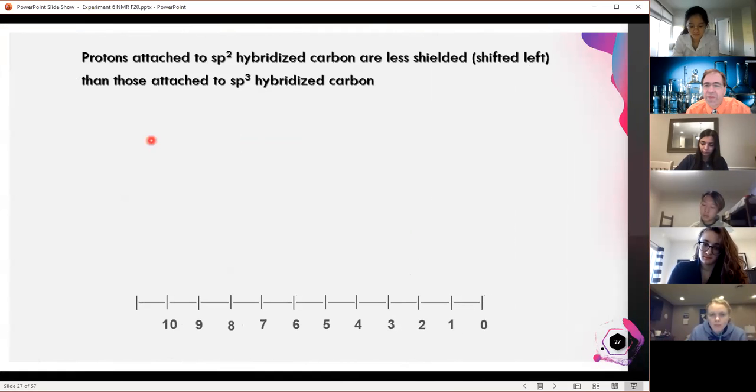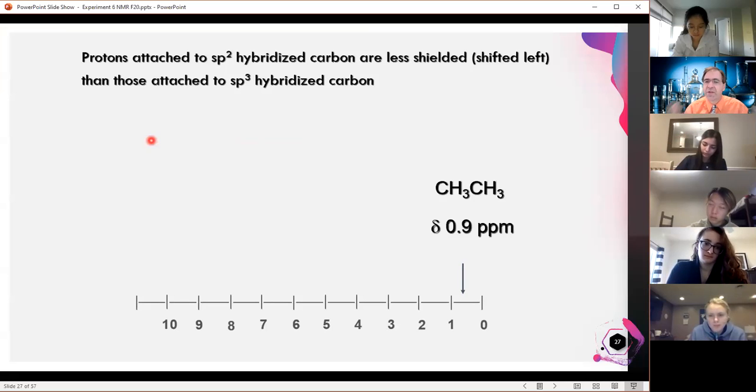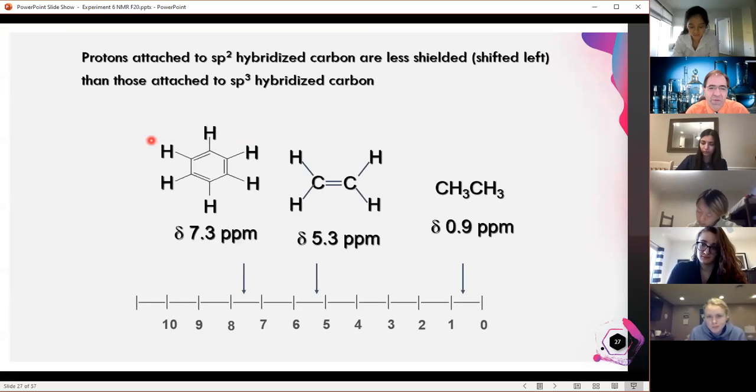Okay. Other things affect it, just the amount of electron density, right? So things that are sp2 versus sp3 are going to appear in different places because you've got that empty p orbital or the electrons in there. So what we find is that alkanes tend to appear less than 1. Alkenes appear usually in the middle, around 5. And then aromatics actually are always between 7 and 8, almost always.